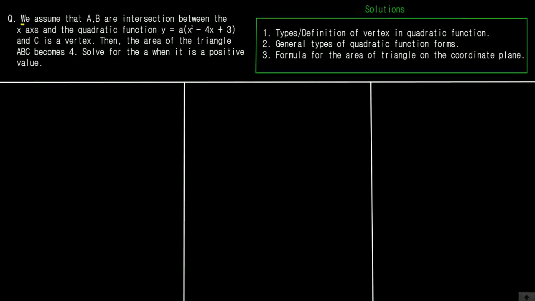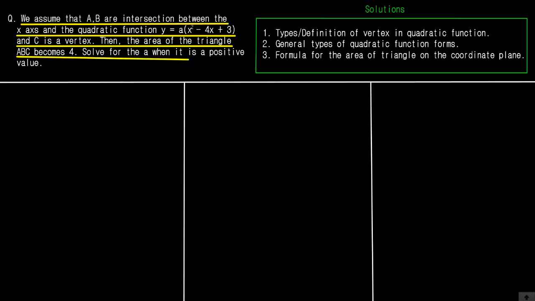The question is, if you assume that points A and B are the intersection between the x-axis and the quadratic function y is equal to ax squared minus 4x plus 3, and point C is the vertex, then the area of the triangle ABC, which is made by our points A, B, and C, becomes 4. In our ultimate question, we are going to solve for A when it is a positive value.